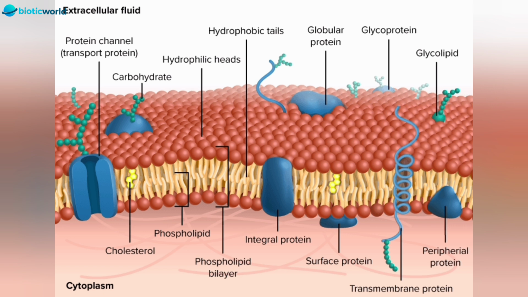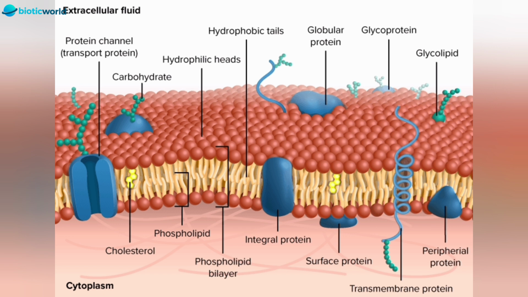On the outer surface of the plasma membrane, carbohydrates are often attached to proteins or lipids, forming glycoproteins and glycolipids. These carbohydrate chains serve important roles in cell-cell recognition, which allows cells to identify and interact with each other. They are also involved in immune responses, as the body uses these markers to distinguish between self and non-self cells.